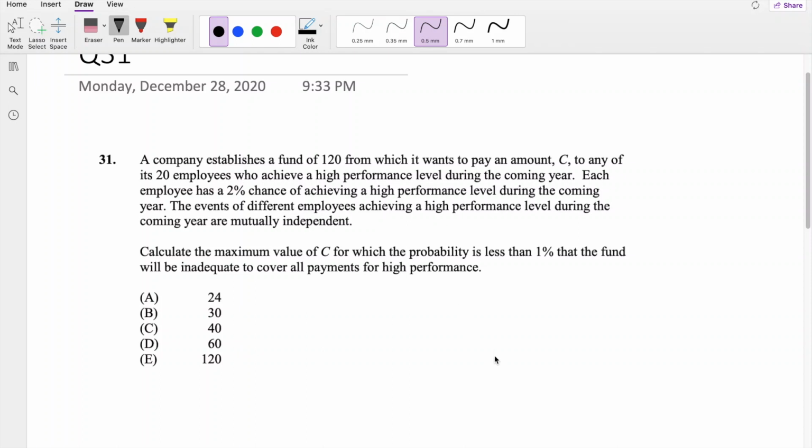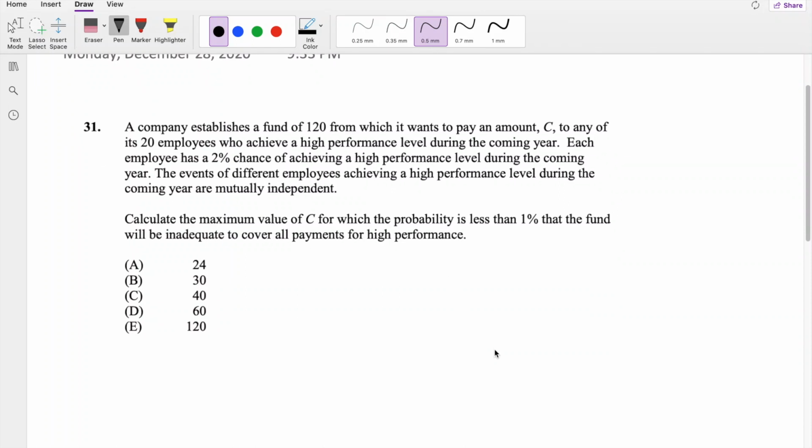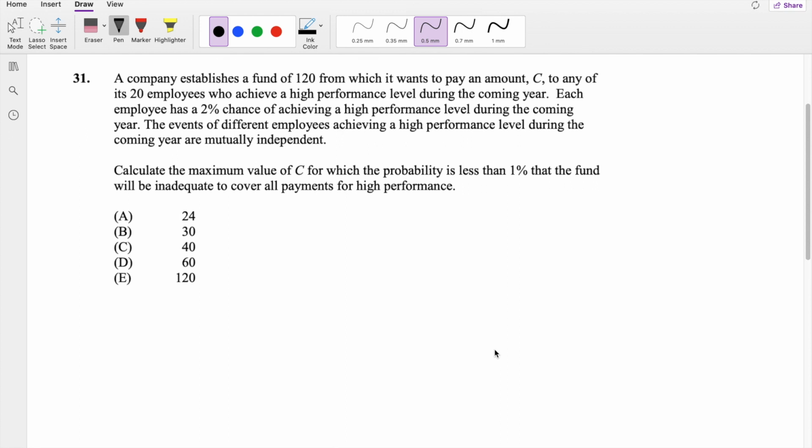Hi guys, we're in the math person, so I'll be going over question 31 on SOA exam P. Pause the video real quick and try this problem yourself. Okay, assuming you already attempted it, let's just dive right in.